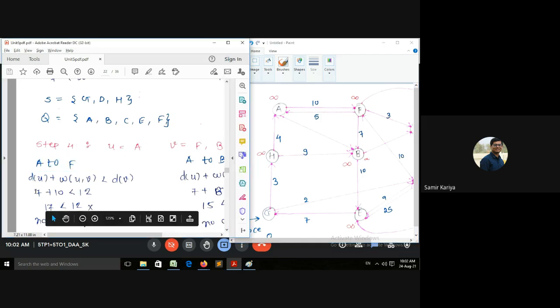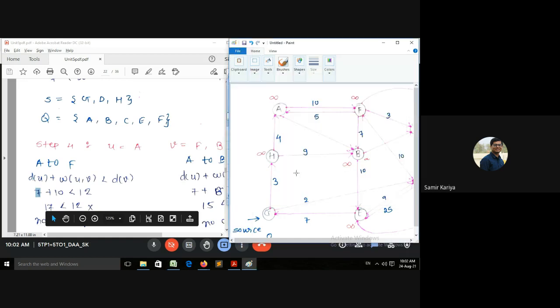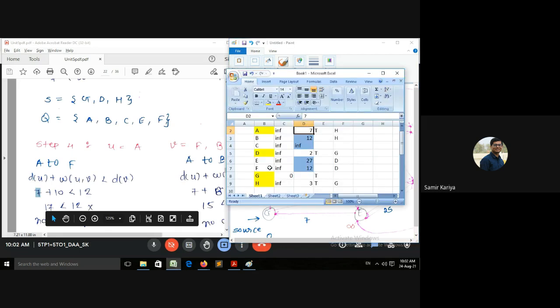A's distance is 7. Why 7? Because here it's 7. On distance 7, A to F is given here as 10. So 7 plus 10, 17. But F's distance here is 12. So is 17 less than 12? No, it's greater than 12. So no update, no change. Ignore this path. So there is no update.